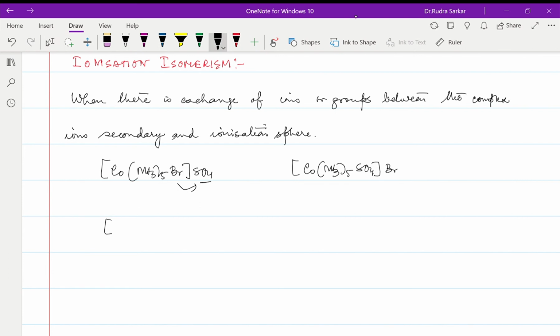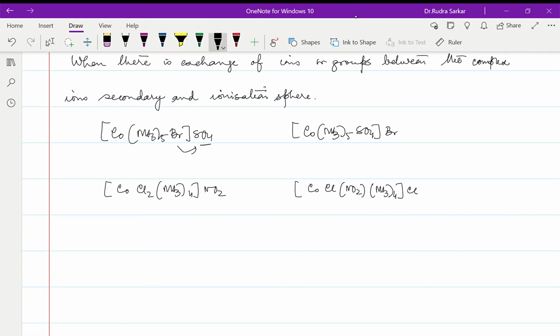Another example: suppose I give you Co Cl2 (NH3)4 NO2, and now if you exchange one of the chlorine with the NO2, then you have Co NO2 (NH3)4 Cl. So these two complexes will again be called ionization isomers because the ions are exchanging. Similarly, next one, suppose I have given you PtCl2 (NH3)4 Br2, and then another one which is Pt Br2 inside, then (NH3)4 Cl2. Similarly, both of them will again be called ionization isomers.